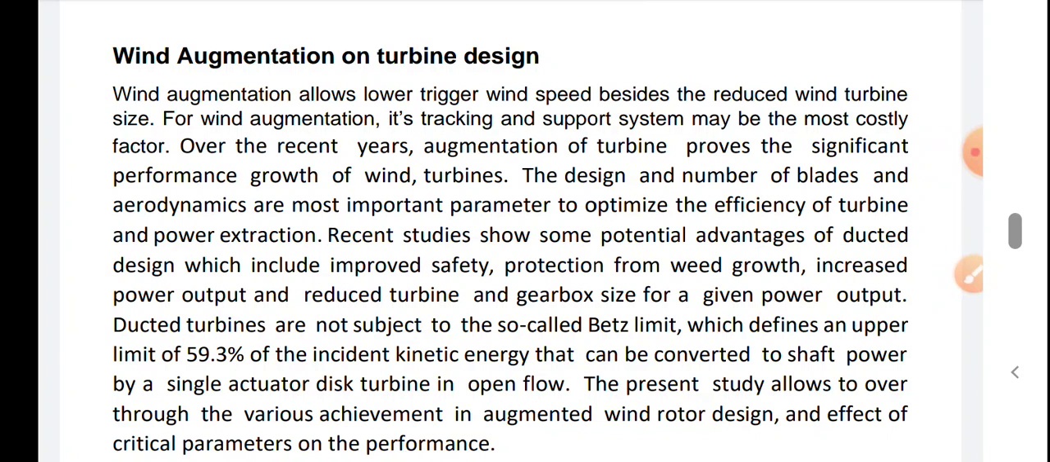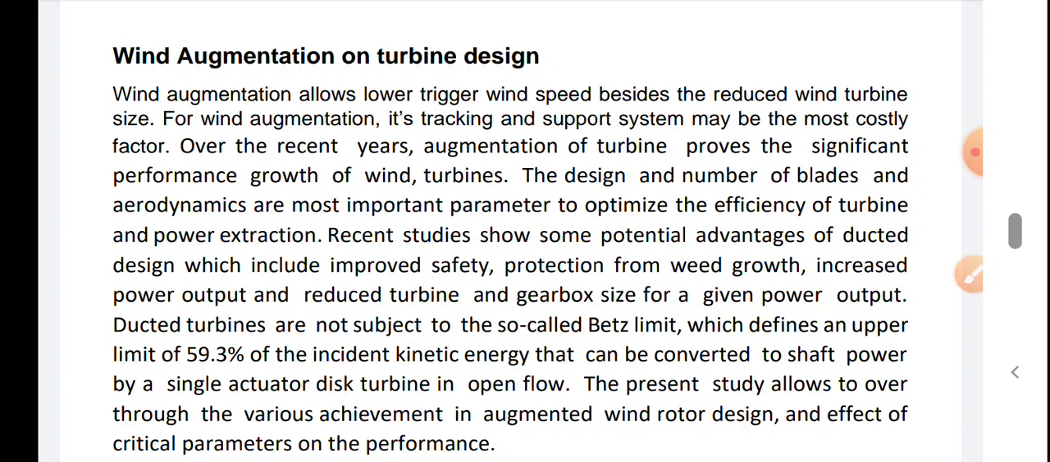Actually, in wind augmentation, what we do, we make ducts, and these ducted turbines are used for power generation. Wind augmentation allows the lower trigger wind speed besides the reduced wind turbine size.